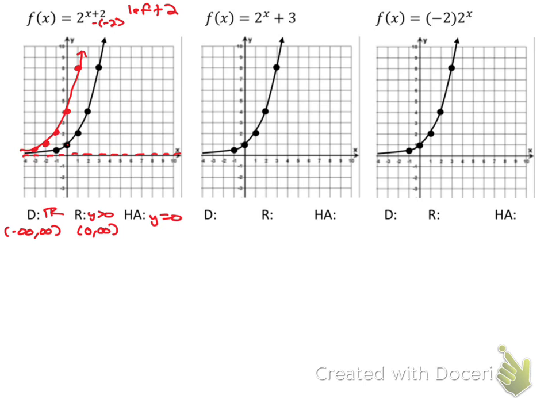Example here, 2 to the x plus 3. What would the transformation be? Up 3. What would our horizontal asymptote be now? y equals 3. And now our range is all y values greater than 3, so 3 to infinity.